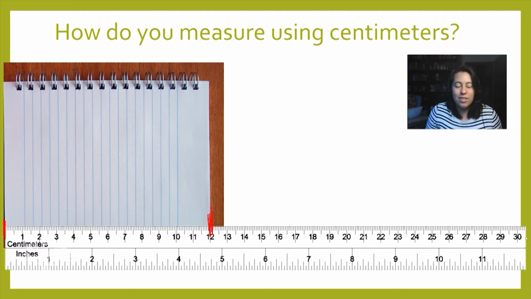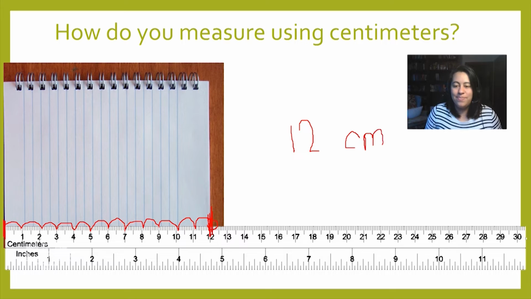I can also again do the same thing I did before and pretend it's a number line. 1, 2, 3, 4, 5, 6, 7, 8, 9, 10, 11, 12. It's 12 centimeters long, so I would write 12 cm to stand for centimeters.